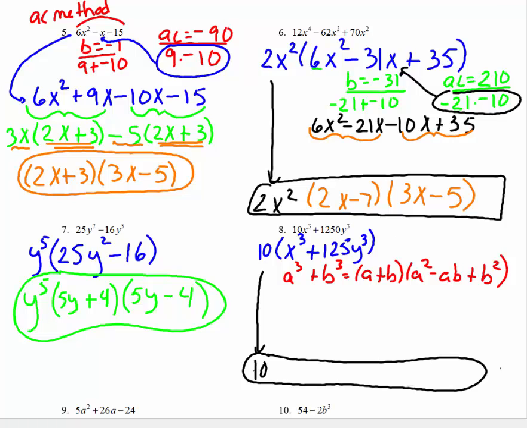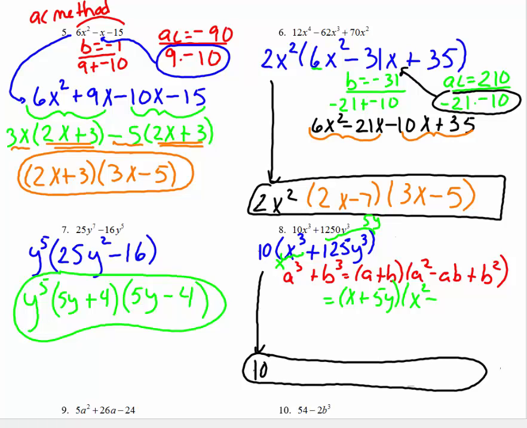What is being cubed that's going to give me an x cubed is an x, because x times x times x is x cubed. What is being cubed that's going to give me a 125y cubed is a 5y, because 5y times 5y times 5y is 125y cubed. So plugging this into our formula, the a is x and the b is 5y, so x plus 5y.